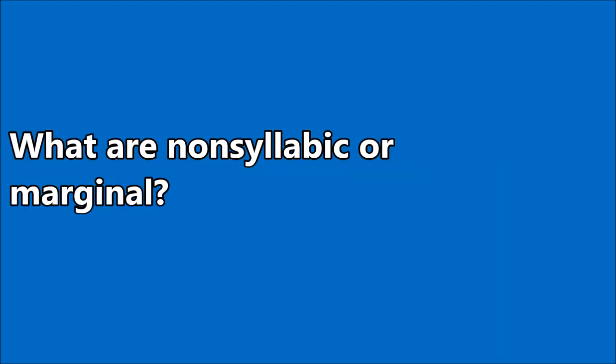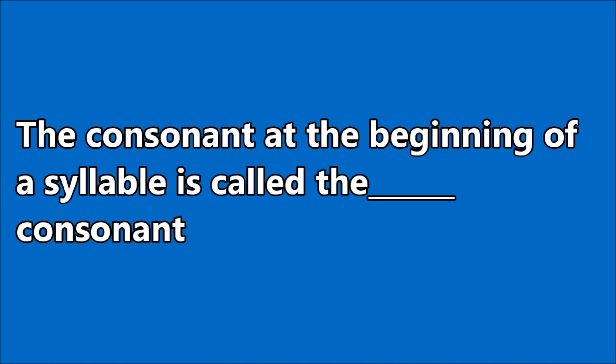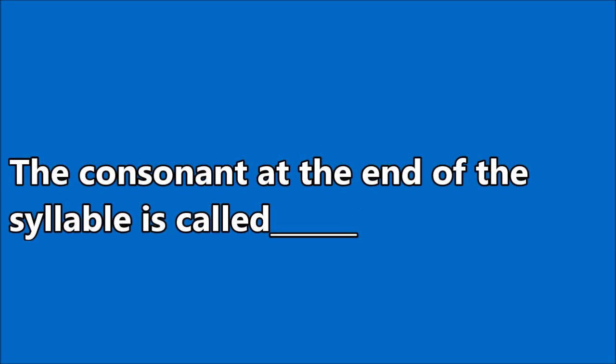Next question. What are non-syllabic or marginal? The answer is consonants. Next question. The consonant at the beginning of a syllable is called the dash consonant. The answer is releasing consonant.